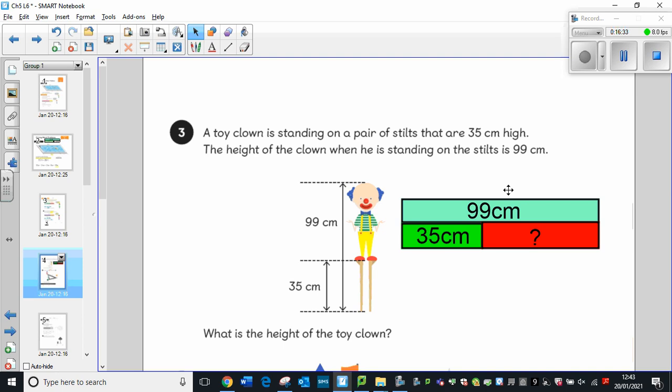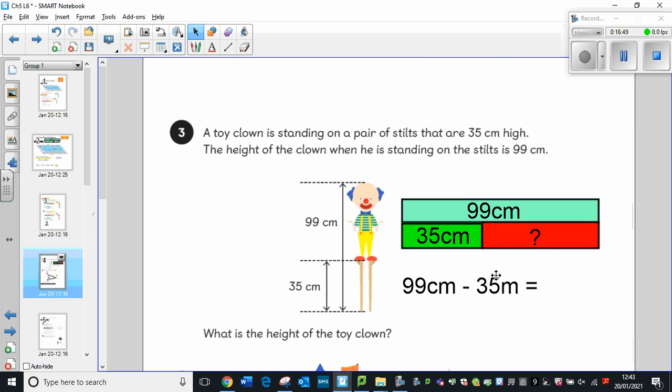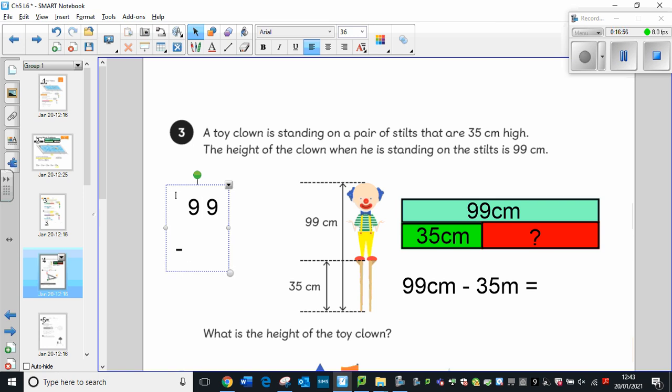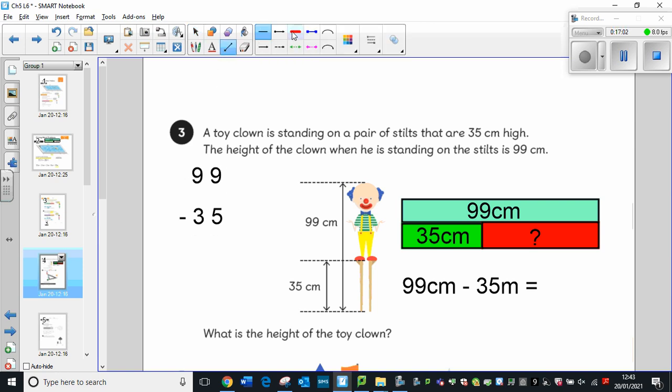Right, so let's have a look. Looking at that bar model, it's showing as a subtraction question. To find out the height of the clown, we will be doing 99 centimeters, take away 35 centimeters. That would then give me the height of just the clown. So once again, I'm going to do this question as a formal written method, just to help me out, because I'm a little bit unsure. So I'm going to be doing 99 taking away 35.